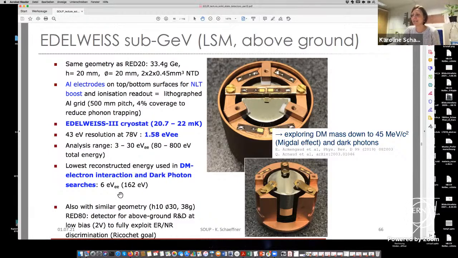And so this is a bit the direction the experiments go. They move from these rather big bolometers of a kilo to now below at least 100 gram detectors, with the goal of having a very low energy threshold. So a picture. Here's again the NTD and you see the electrodes. And with that, they arrive at exploring masses down to 45 MeV, also using the Migdal effect, which is also used for the liquid noble gas detectors, as I guess Christiana also told you.